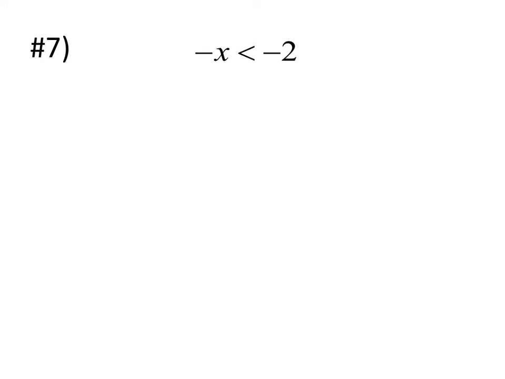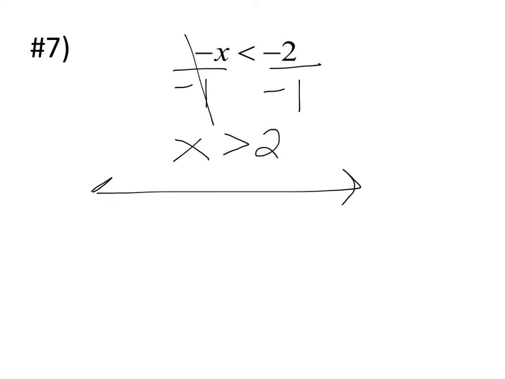Alright, here we have negative x is less than negative 2, but I don't want to know what negative x is. I want to know what positive x is, so I need to divide by negative 1. Anytime you divide an inequality by a negative number, you have to flip the sign. So notice it was a less than, now it's a greater than. And negative 2 divided by negative 1 is positive 2. So I end up with x is greater than positive 2.